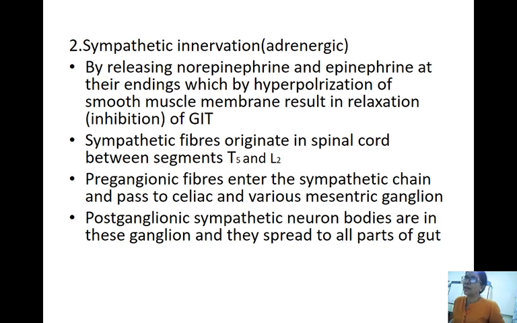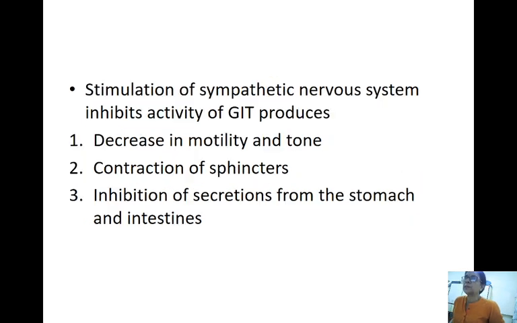I have told you about the preganglionic fibers and the postganglionic fibers. Stimulation of the sympathetic nervous system inhibits the activity of the GIT. It will decrease motility and tone, cause contraction of sphincters, and inhibit secretions from the stomach and intestine, exactly opposite to the parasympathetic. So mainly it inhibits the secretion of the enzymes.